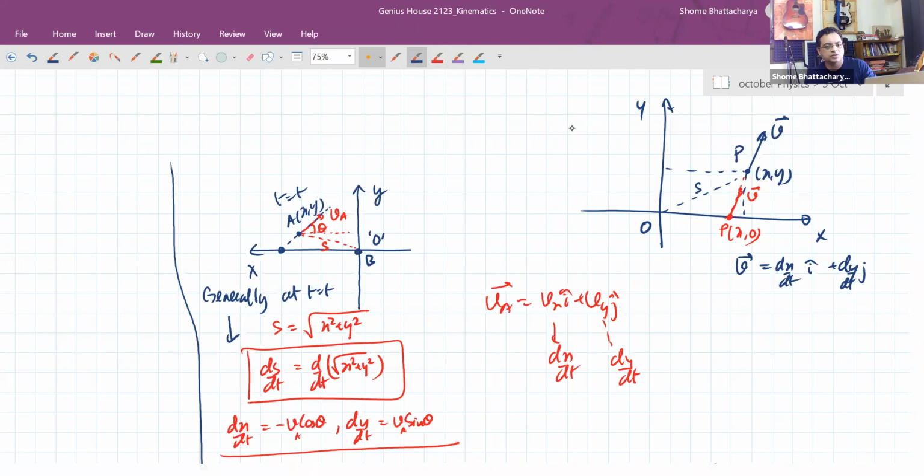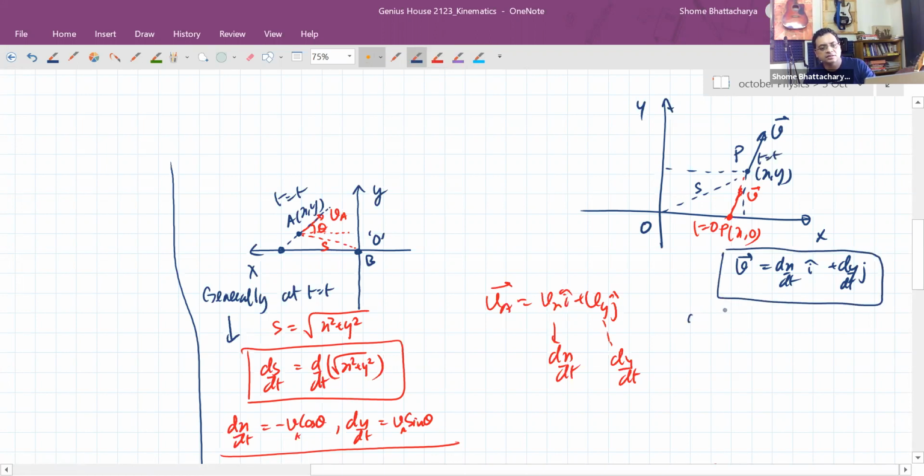Suppose this was the instant t equal to 0 when the particle started from here, and this is the general instant t equal to t when the particle is here. So this is the equation. Now in general, at some time t, the particle is at the position x comma y. So the distance from the origin is root of x square plus y square. So the rate of separation ds by dt is basically d by dt of x square plus y square to the power half.